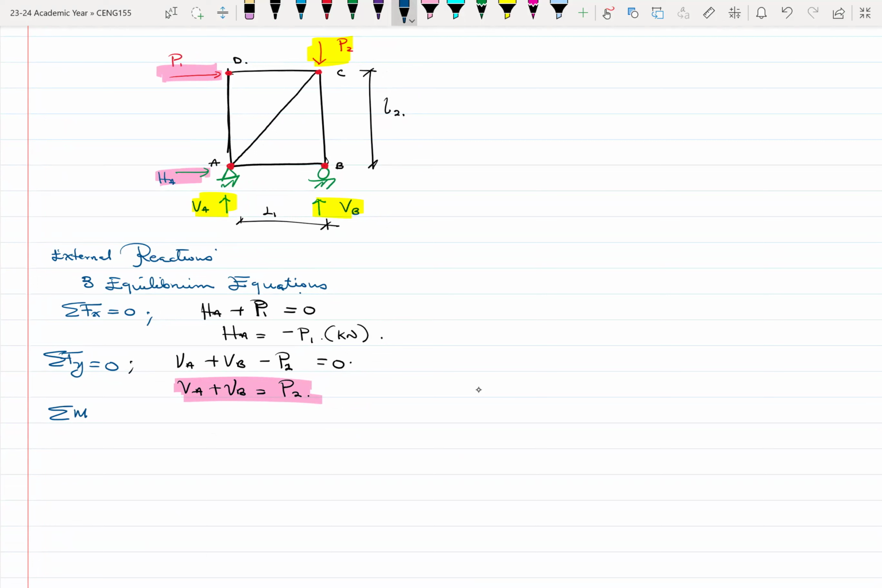So let's say summation of moment about A equals 0, all right? So it means that point A has now become a pivot, and then we'll look at all the different loads and how they would interact with the point, and then find their corresponding moment.